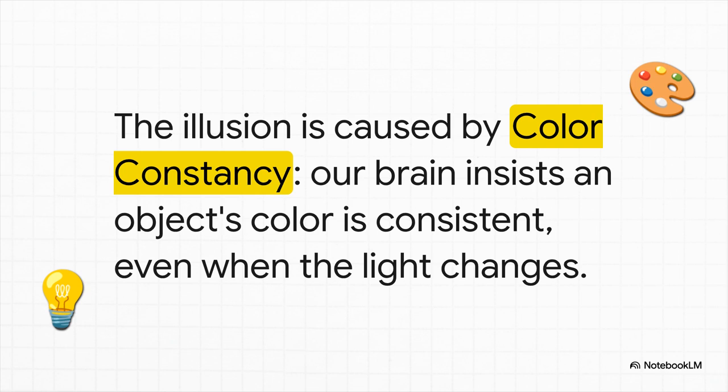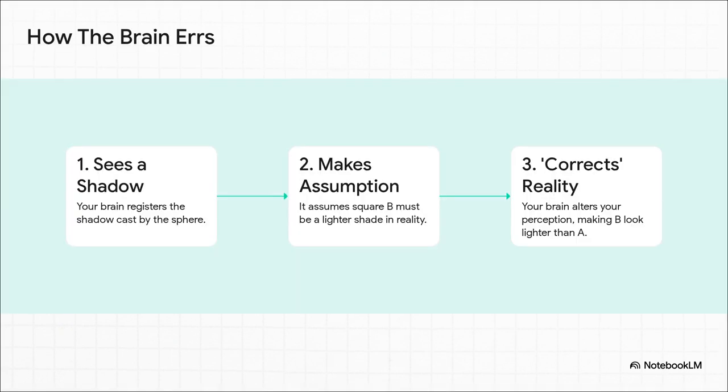It's called color constancy. It's our brain's powerful, almost stubborn insistence on seeing an object as having one consistent color, even when the lighting around it changes dramatically. So here's the play-by-play of what's happening inside your head. Step 1. Your brain sees the shadow being cast by that green cylinder. Step 2. It uses all its past experience with shadows to assume that any surface in a shadow must actually be a lighter color in real life than it appears. And step 3. It automatically corrects your perception to account for that shadow, making you see square B as being way lighter than square A. Your brain is trying to be helpful, but in this one clever case, its shortcut gets it wrong.